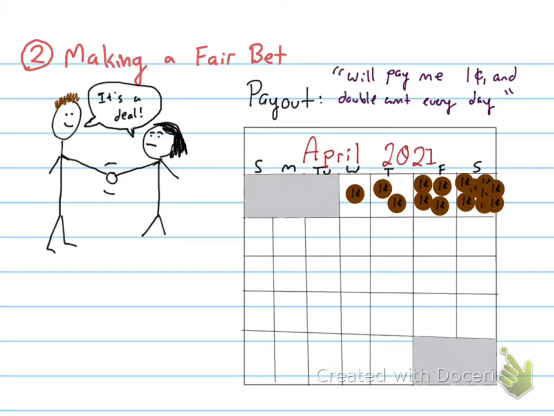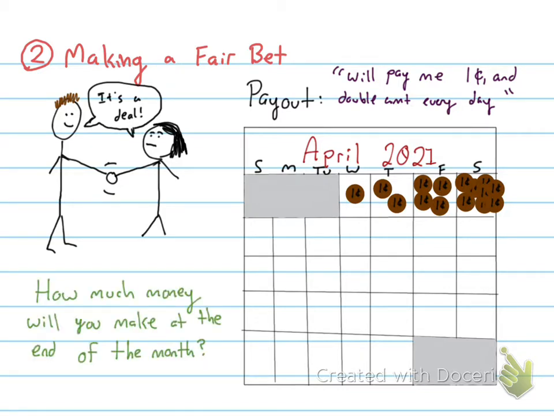So with that bet in place, how much money would you be making at the end of the month? I'm going to be adding up everything that you earned from April 1st to April 30th. This might not seem like a lot because we're starting with 1 penny and we're only going for the month of April, but you're going to see that over time, especially since this is a geometric series, our numbers are going to get really big really fast.